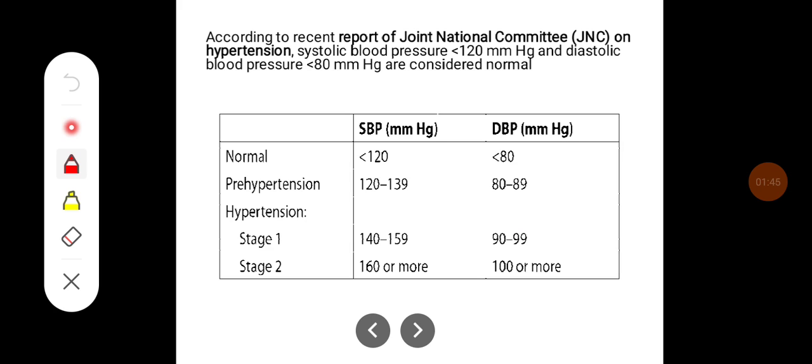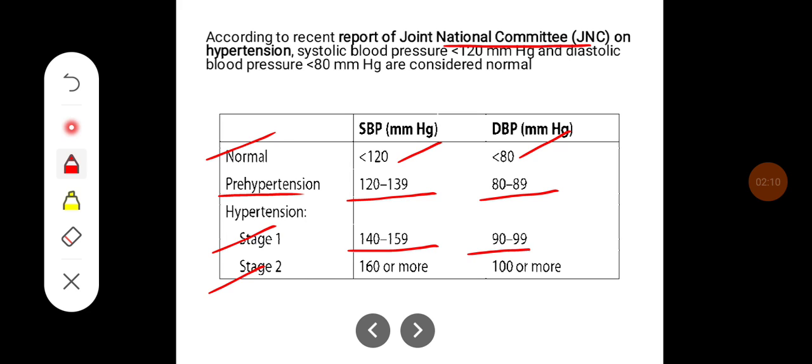Another Joint National Committee classification of hypertension: normal is when systolic blood pressure is less than 80 and diastolic less than 80. Pre-hypertension, systolic between 120 to 139, diastolic 80 to 89, and there are stages of hypertension: stage 1 and stage 2. Stage 1 is systolic between 140 to 159 and diastolic between 90 to 99, and stage 2 is when SBP more than 160 and diastolic more than 100.